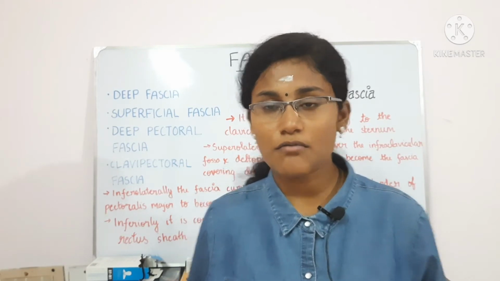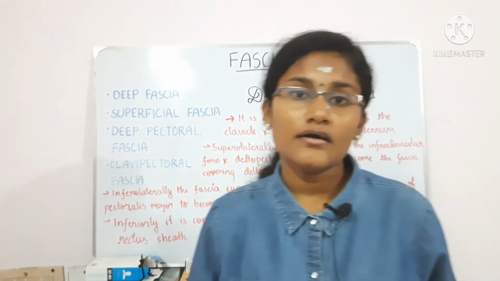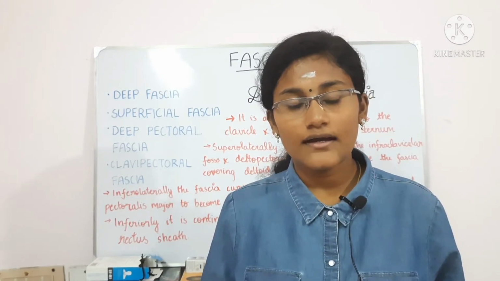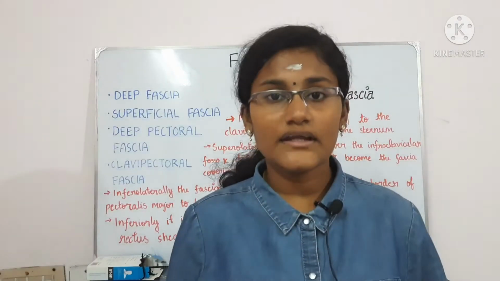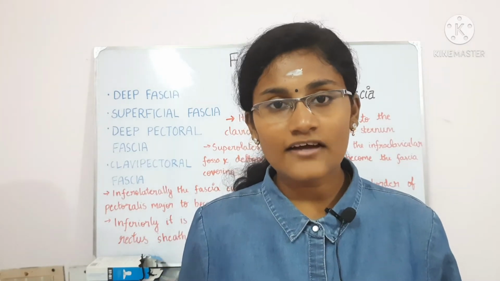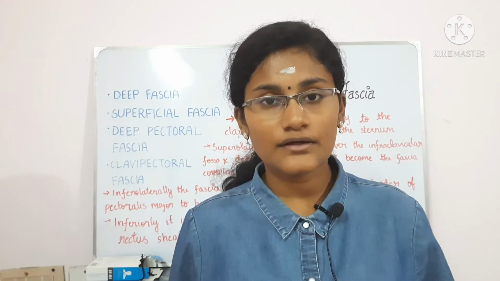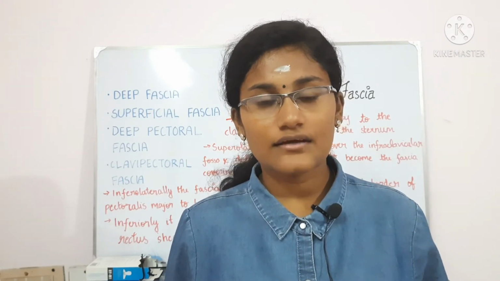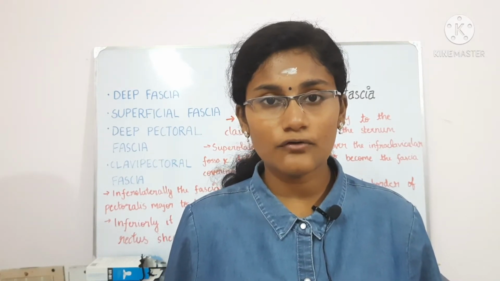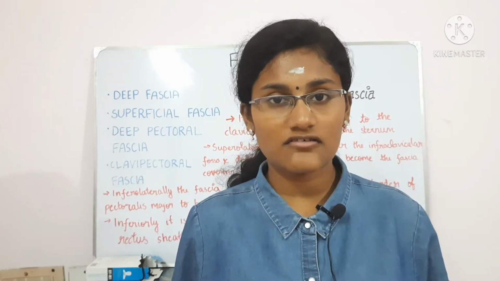Okay, so now let's talk about the clavipectoral fascia and the deep pectoral fascia. The deep pectoral fascia is actually the fascia around pectoralis major. It is the deep fascia around pectoralis major. It is thin and elastic, and it is attached to the pectoralis major muscle through various septa that go into the muscle and divide the fasciculi of the muscle. So the fasciculi of the muscle are divided by the septa produced by the deep pectoral fascia, and the deep pectoral fascia is thus attached to the pectoralis major muscle.